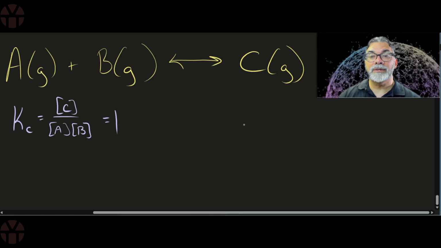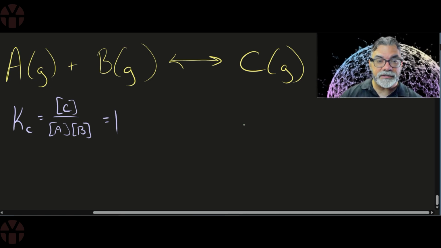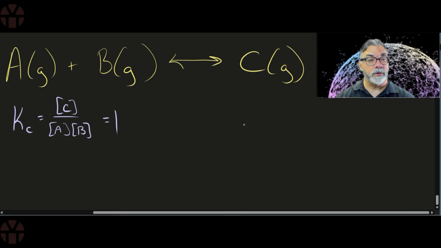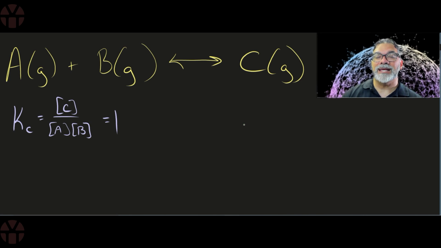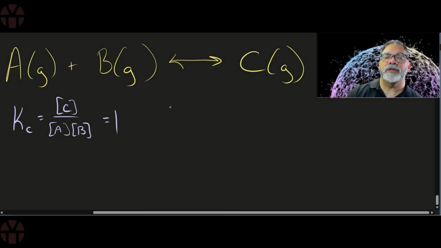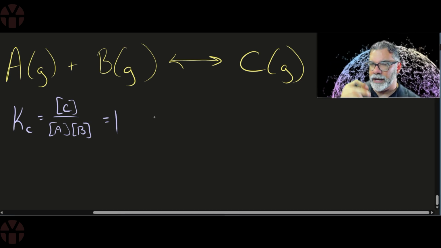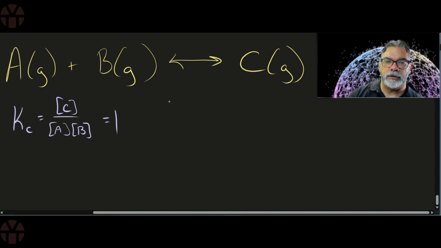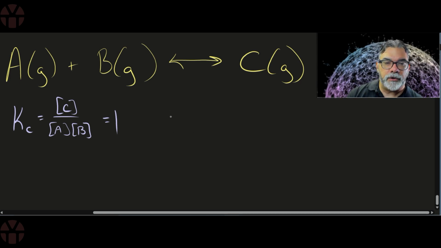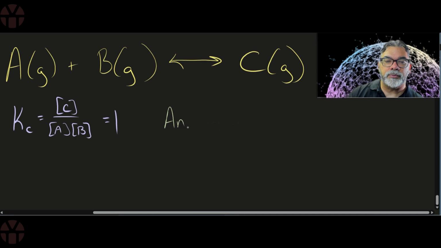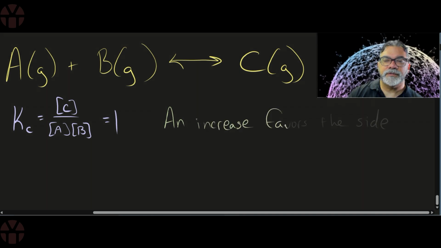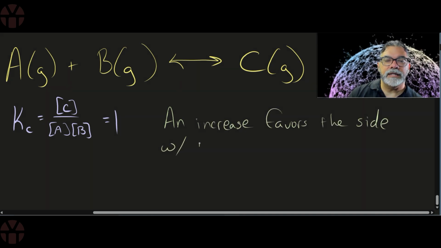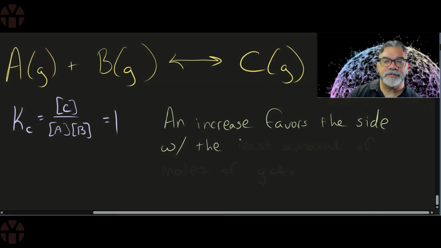So now let's look at the next variable that affects where equilibrium lies, which is this idea of pressure. Now I'm going to give you the cheap and dirty first, and then we're going to go a little deeper. So the cheap and dirty is as follows. An increase in pressure favors the side with the least amount of moles of gas.